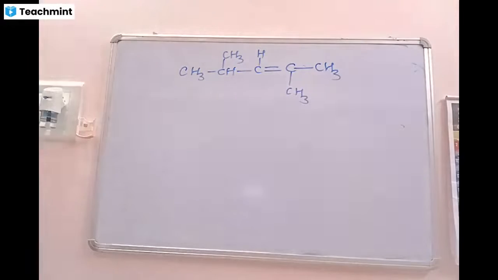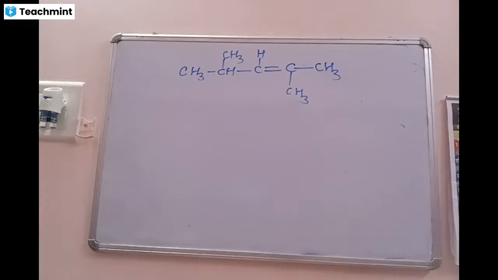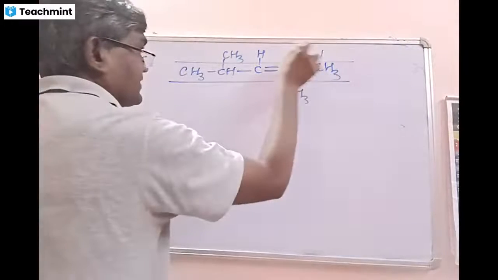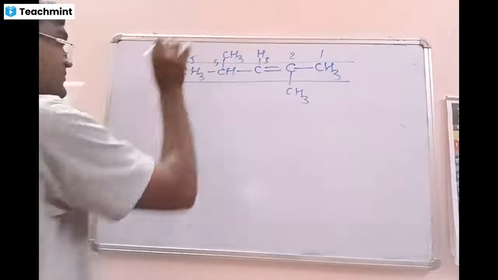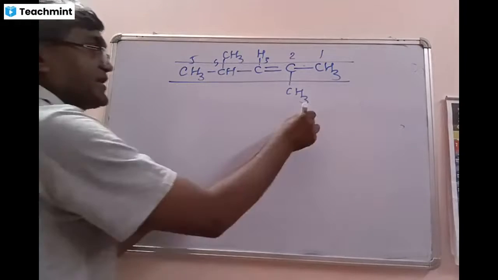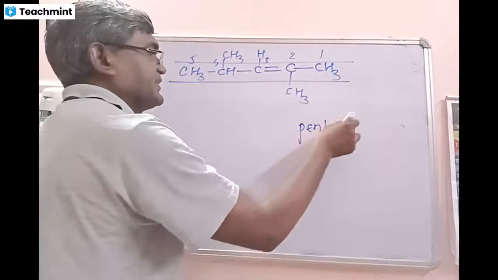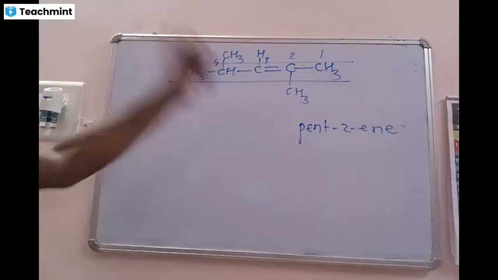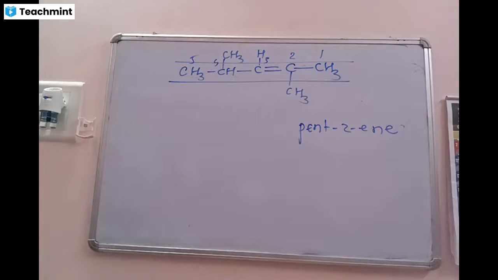Now you have to write the name. First, this will be the longest chain. 1, 2, 3, 4, 5. So carbon number 2 carries the double bond, so I will write pent-2-ene. Then carbons 2 and 4 carry methyl groups.